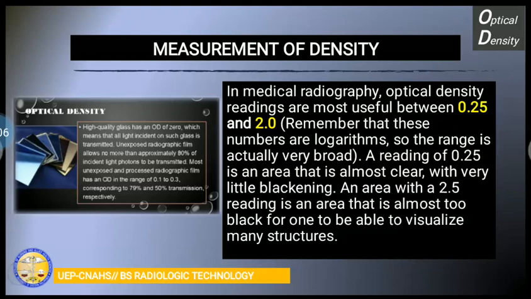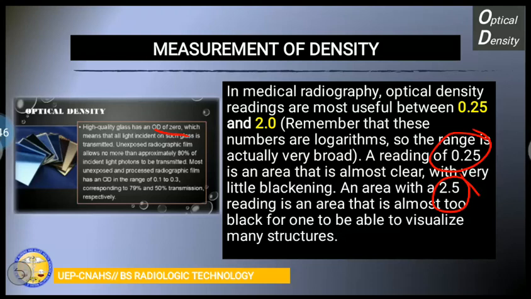So at 0.25, it still has a glass-like appearance. At 2.5, it is already too black. Based on Bushong, high quality glass has an OD of 0. This is like the glass we use for drinking, because it is very transparent. The light will just pass through. So it has an OD number of 0, which means that all light incident on such glass is transmitted.